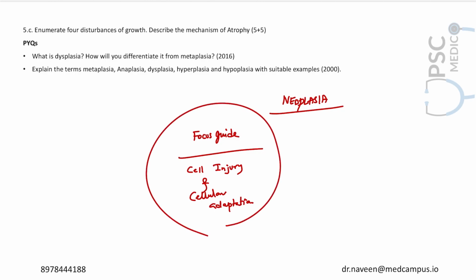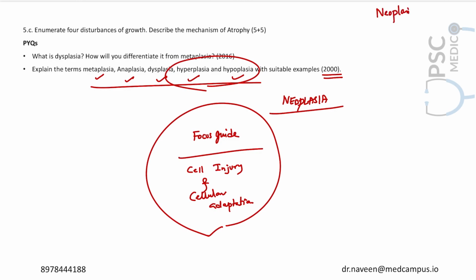Why did I include that? I included cell injury and cellular adaptation because there was a question in 2000 on metaplasia, anaplasia, dysplasia, hyperplasia, hypoplasia. So these are all cellular adaptations: hyperplasia and hypoplasia, atrophy and hypertrophy. These are cellular adaptations.